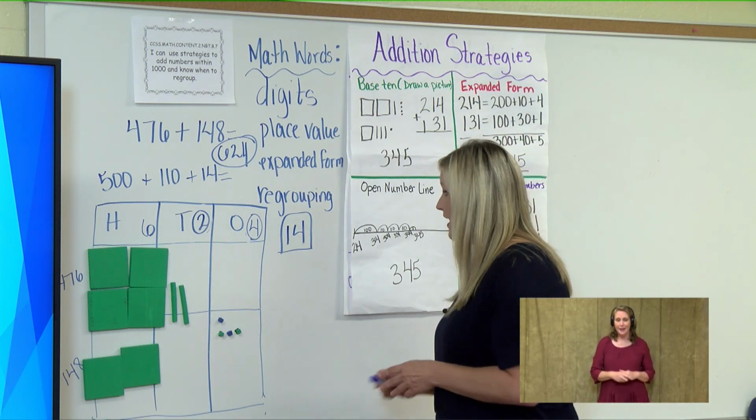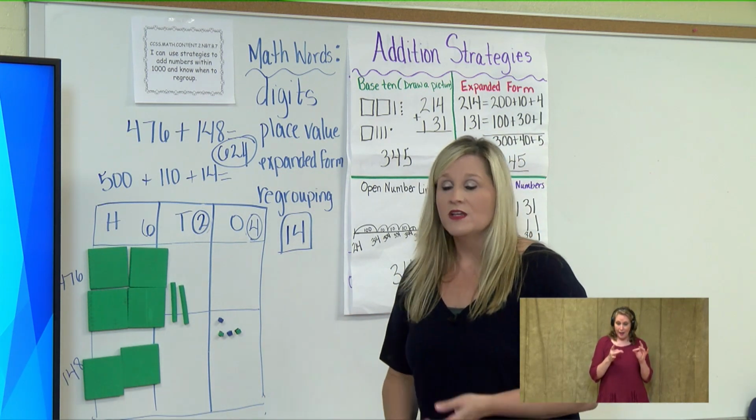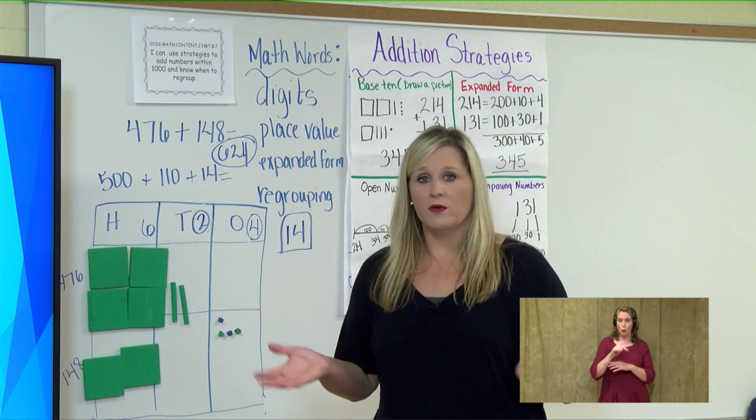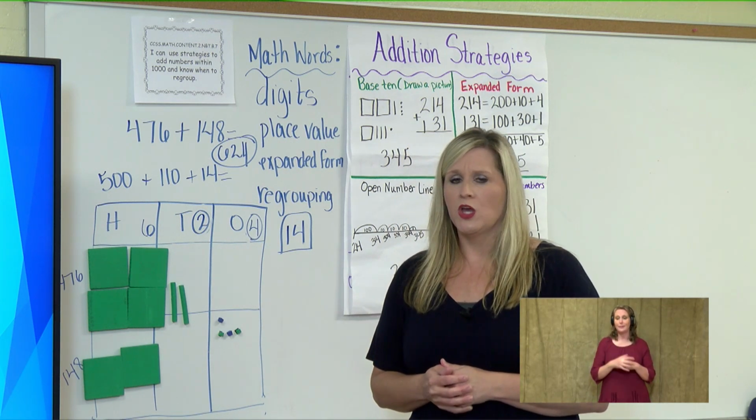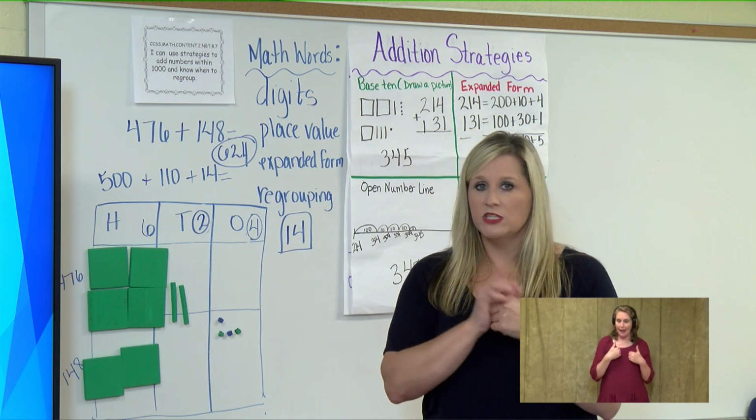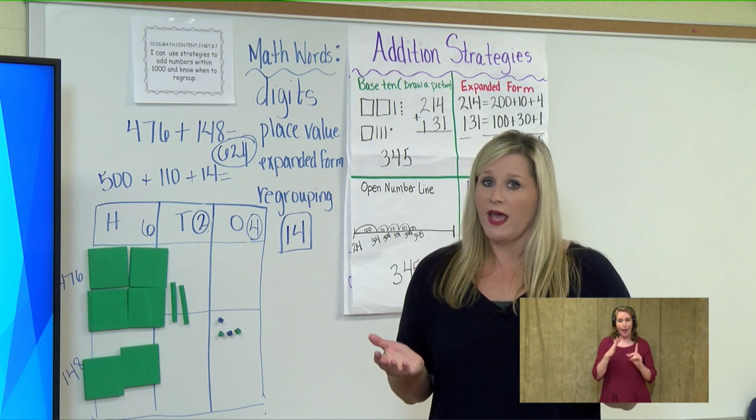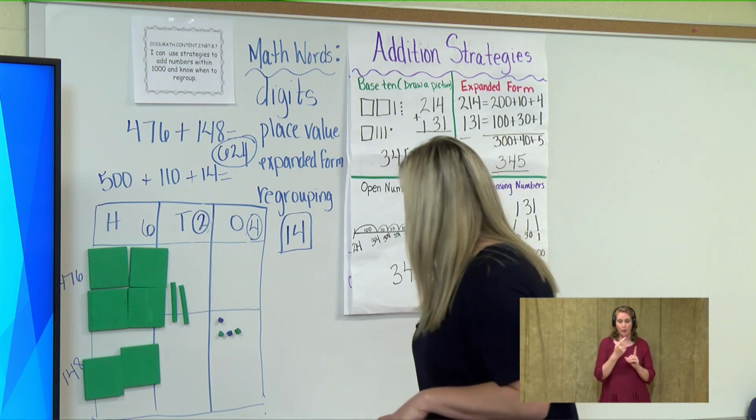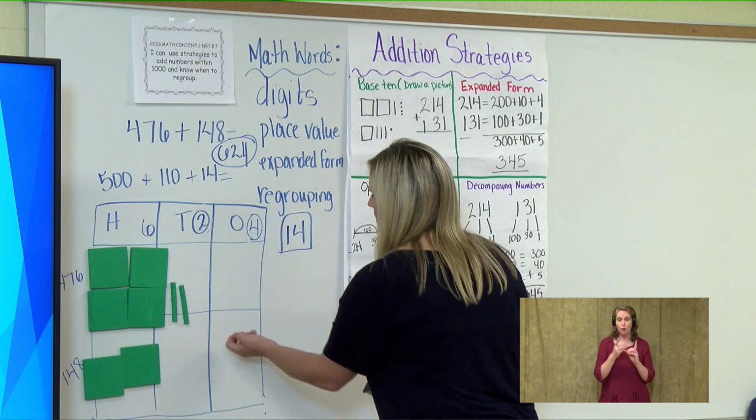So we just did a problem with regrouping. So that is one way that we can solve a problem with regrouping. We know that we can't have more than 1 digit in a place value. So when that happens, we have to regroup. So let's practice another way.